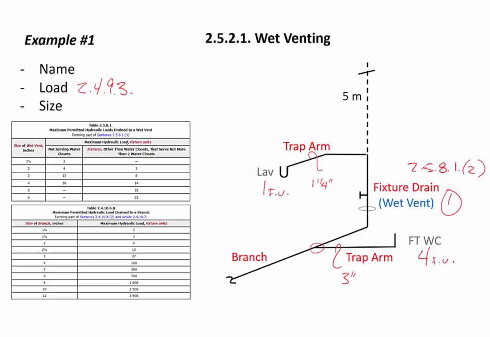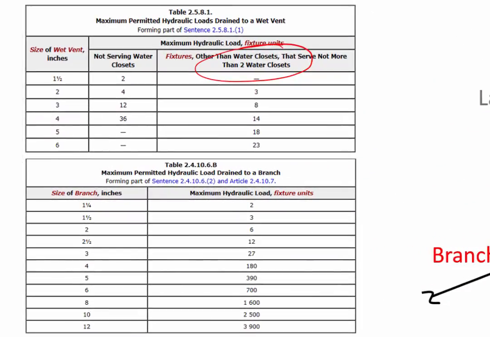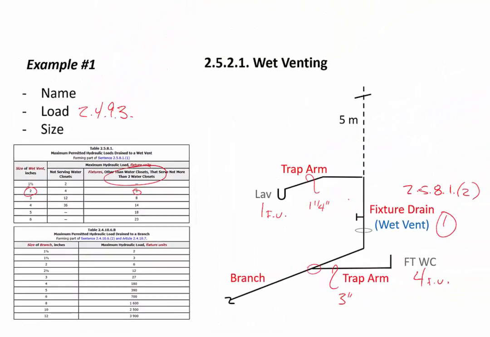So now we look in this column, because we are serving water closets, and we're looking for a number that meets or exceeds 1 fixed unit. So the first option we have is up to 3 fixed units on a 2-inch wet vent. So this vertical section here is all 2-inch, and this section as well. That's minimum 2-inch size there to serve the water closet.